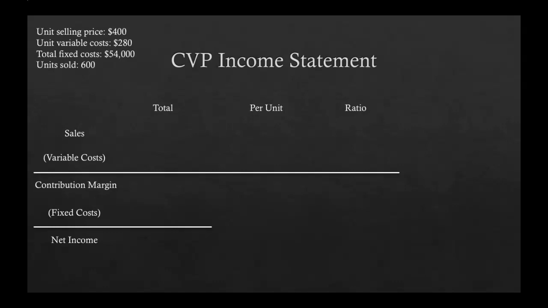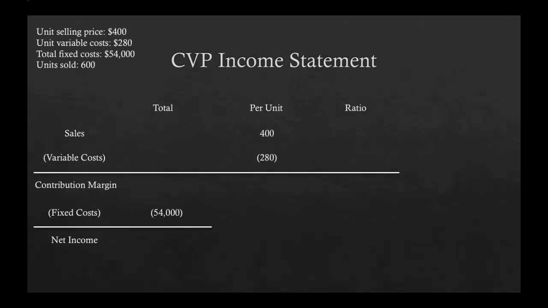It's your sales minus your variable costs, which gets you your contribution margin. Then we take our contribution margin minus our fixed costs, and that will give you your net income. Whenever they're asking for a CVP income statement, this is the setup they are looking for. We have the information that was given to us up in the upper left: our unit selling price, our unit variable costs, our fixed costs, and our units sold. We can add all of those into this CVP income statement right now.